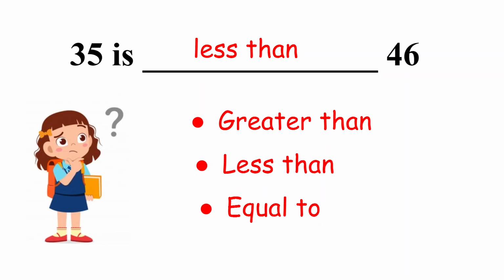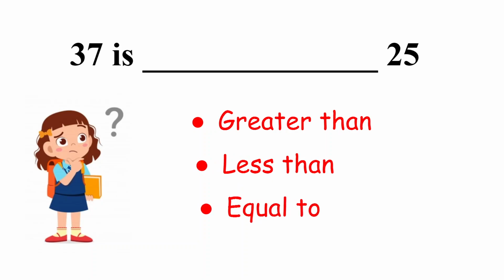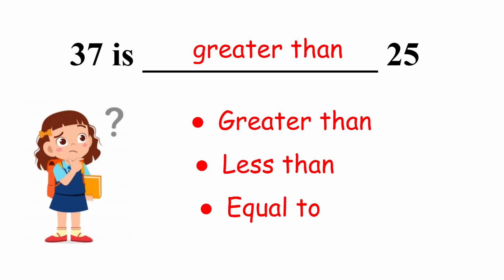Now the next question. We have the question 37 is dash than 25. So there are two numbers, 37 and 25. Again, we have three options: greater than, less than, or equal to. So what are you going to use? Think. Yes, you will use greater than. 37 came first, and then 25, right? So 37 is bigger. So I will write 37 is greater than 25.